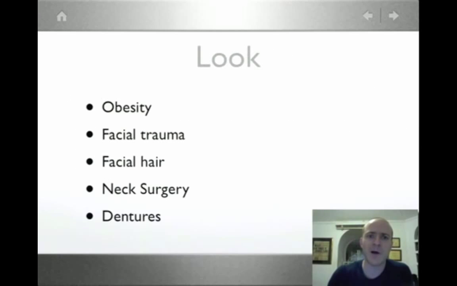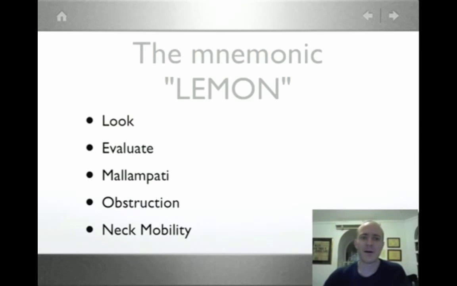So the LEMON law. Look. Oh my gosh, I'm about to intubate this patient, I better look at them. Evaluate, that's the 3-3-2 rule. Mallampati, 1 is good, 4 is very bad. Obstruction, when I'm worried that something's blocking this airway, epiglottitis, and neck mobility, the letter C.